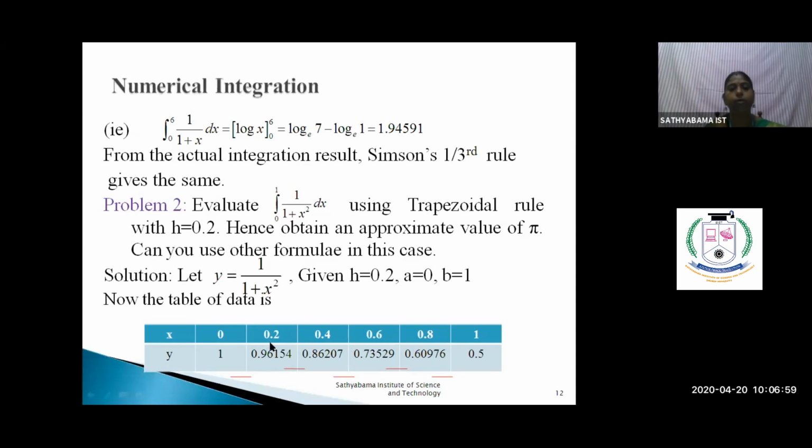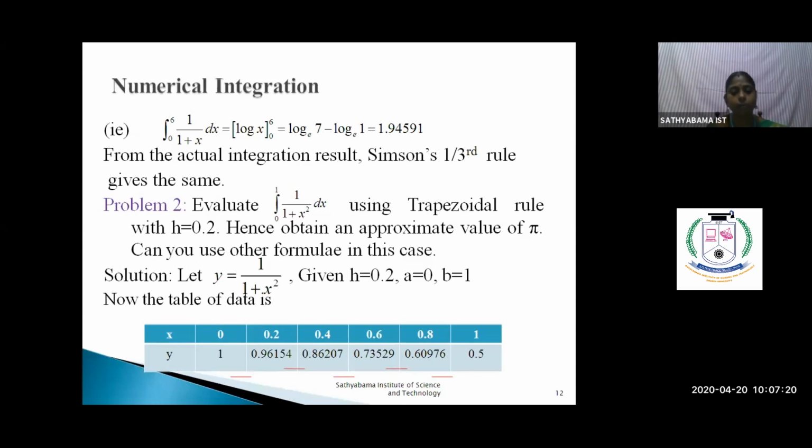And then for 0.2, you find out the corresponding y value again by using the same formula y is equal to 1 by 1 plus x square. Like this for 0.4, 0.6, 0.8 and 1 we have to find out the corresponding entries, the y values.